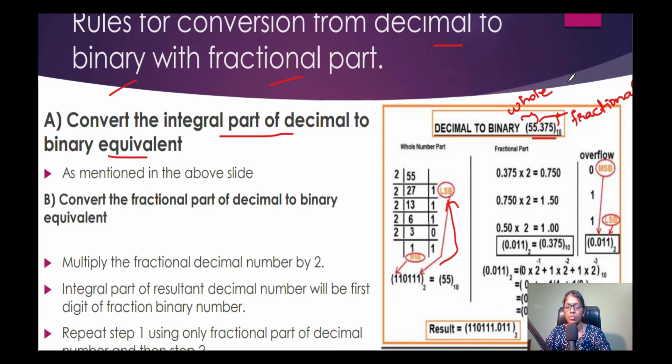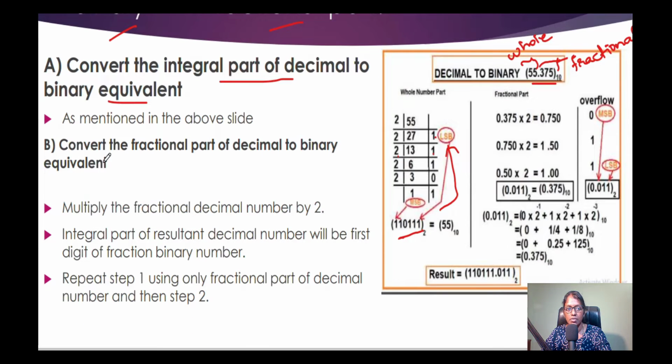The whole part we normally divide by 2. So take down 55 and divide by 2: 27 2s are 54, remainder 1. Then 13 2s are 26, remainder 1. Then again divide by 2, 6 2s are 12, remainder 1. Divide and write down the equivalent binary value, 110111. So the equivalent binary for 55 is 110111. This we have seen already in the previous slide.